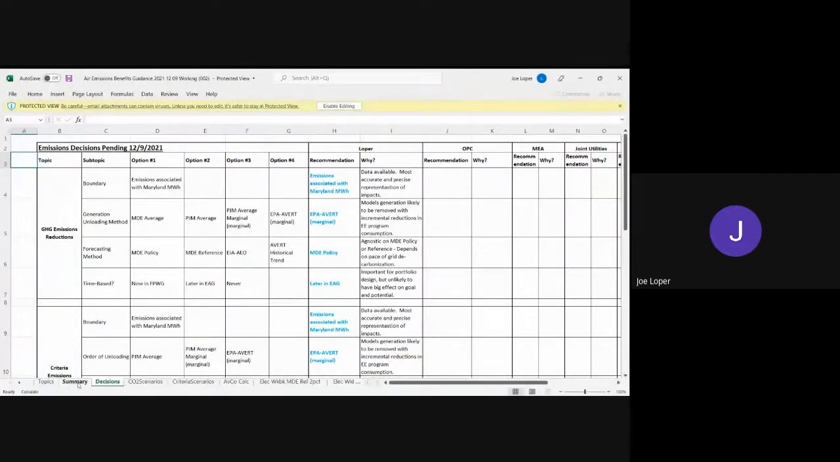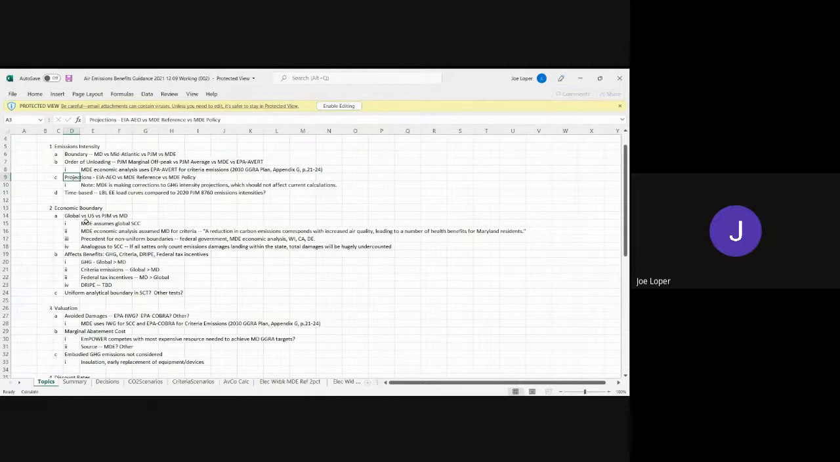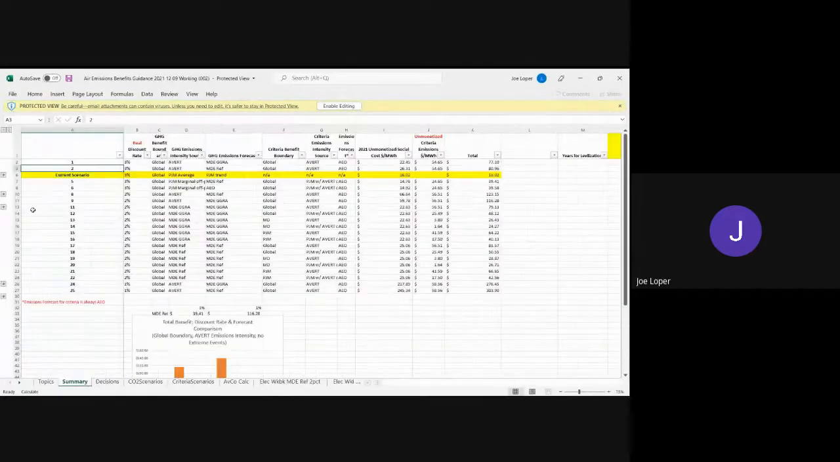Yeah. So just reminding you of the discussion we've had before. This might look familiar, this is from last meeting. We walked through a bunch of different issues. And then we have a summary sheet that gives the GHG emissions associated with those different decisions, the criteria emissions, and then the totals.